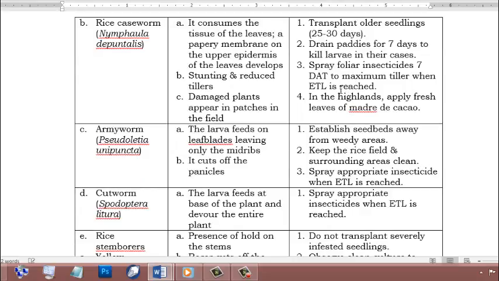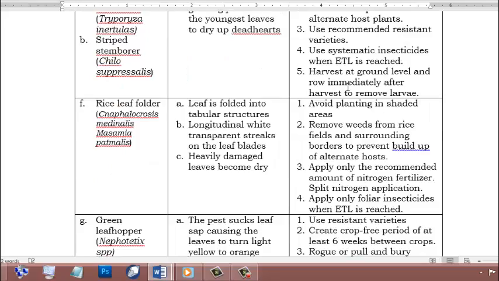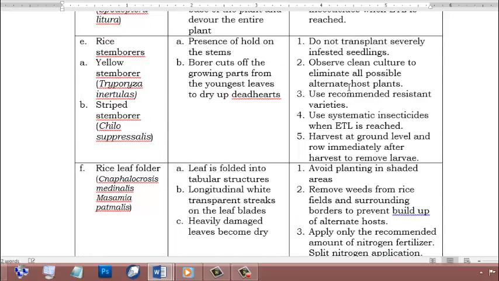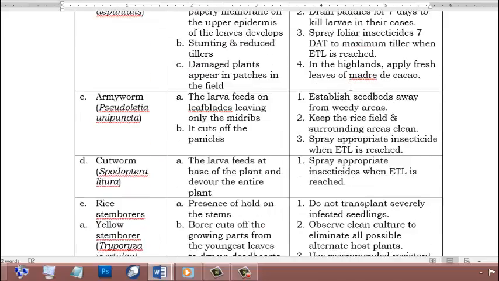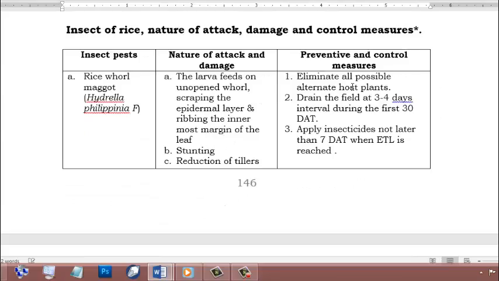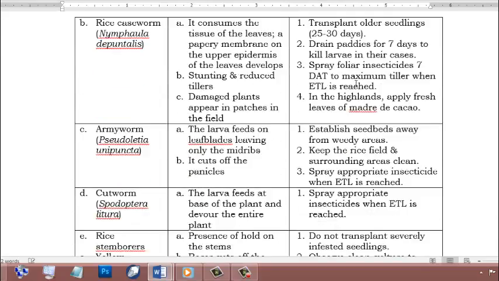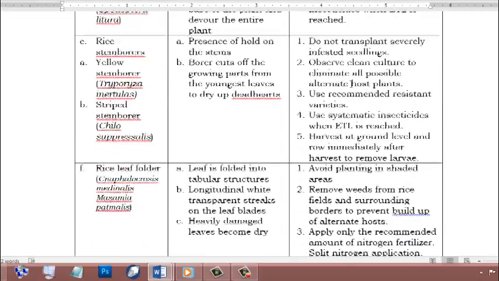The rice caseworm, armyworm. So here they are. You should be particular with these insects, their nature of attack, and how to control them, so that we could minimize their effect and their disturbance, and their destroying capacity will be minimized.